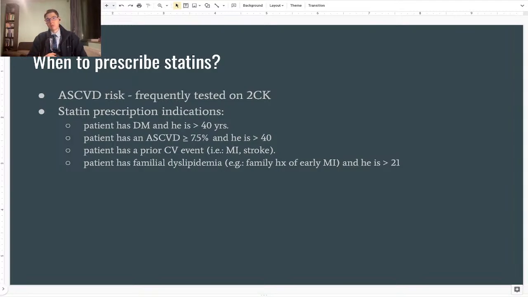Otherwise, we'll go to the other type of clinical vignettes that is tested frequently, the cardiovascular category of 2CK.